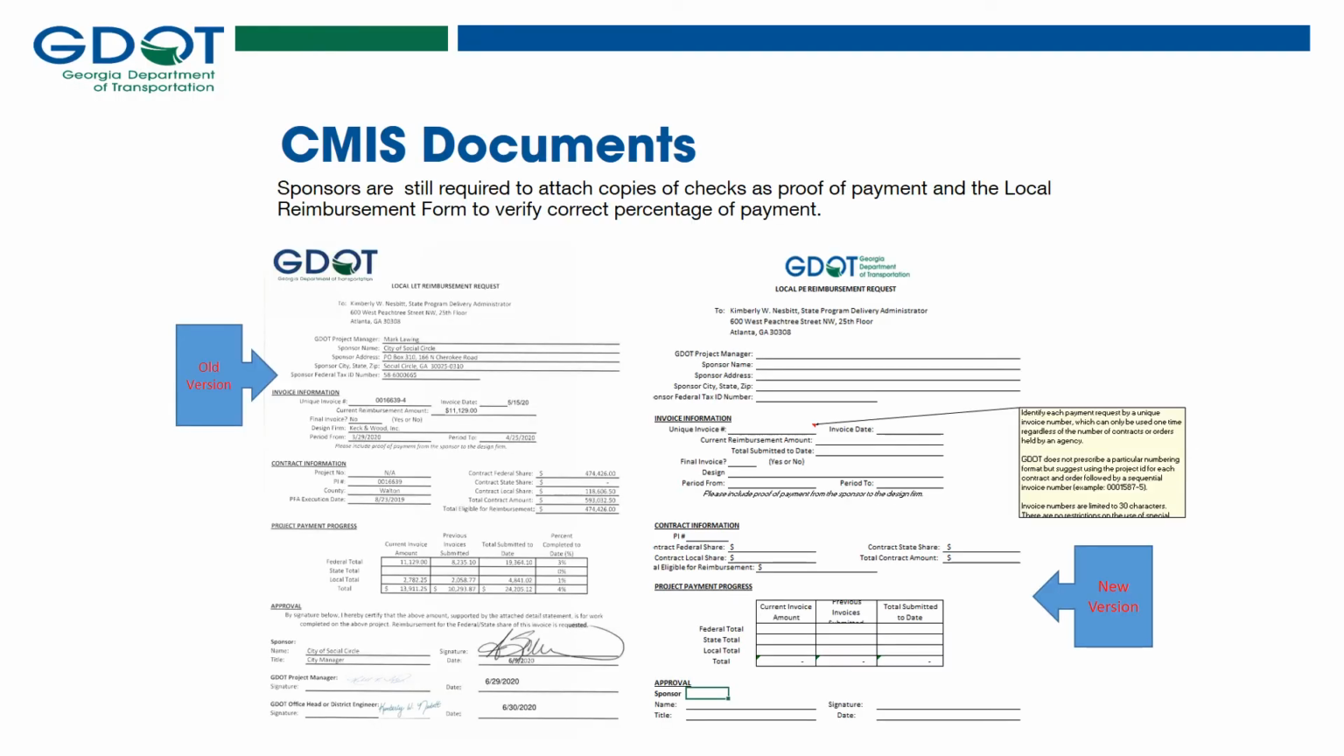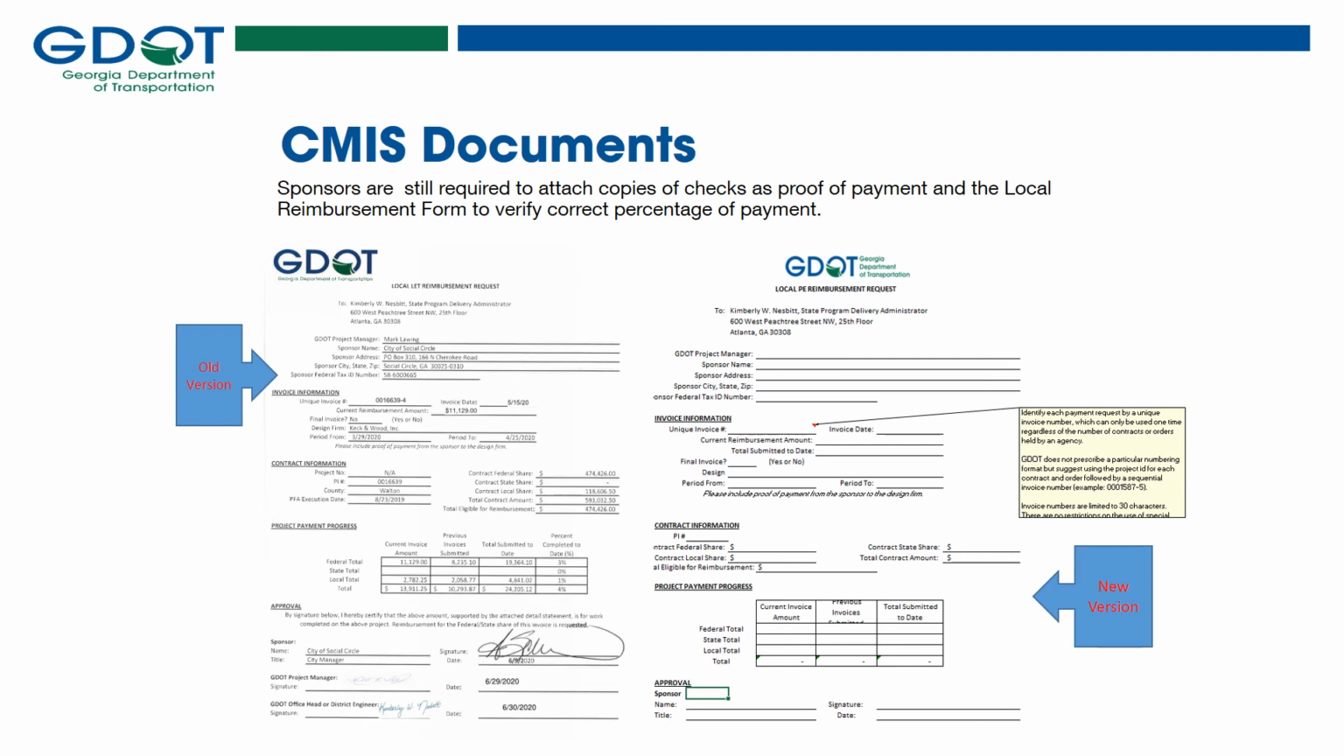The sponsors are required to attach supporting documentation to every invoice that is submitted within CMIS. One of the documents required for invoice submission is the local PE reimbursement request form. This form should be filled out by the sponsors for every invoice and attached to the invoice within CMIS. The GDOT project manager should ensure that all the amounts listed on the reimbursement request are exactly the same as the amounts requested on the CMIS invoice. The sponsors are also required to attach any copies of checks and proof of payments to reflect the amount that they are asking to be reimbursed.